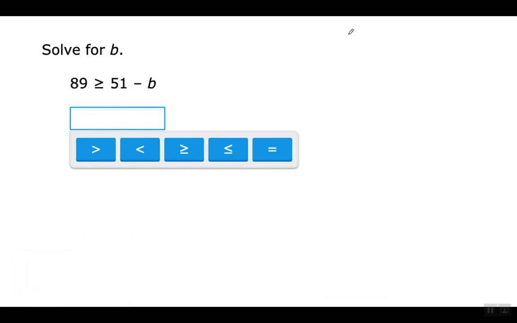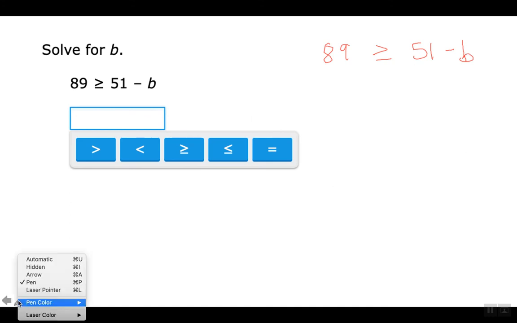Alright, so this one, it says 89 is greater than or equal to 51 minus b. Alright, so this one, again, I can show you two different ways to do it. You should understand them both. They're both simple. Okay, so let me do it the long way and then I'll do it the short way. The long way would be, first, imagine a 1 here. There's an invisible 1 there.